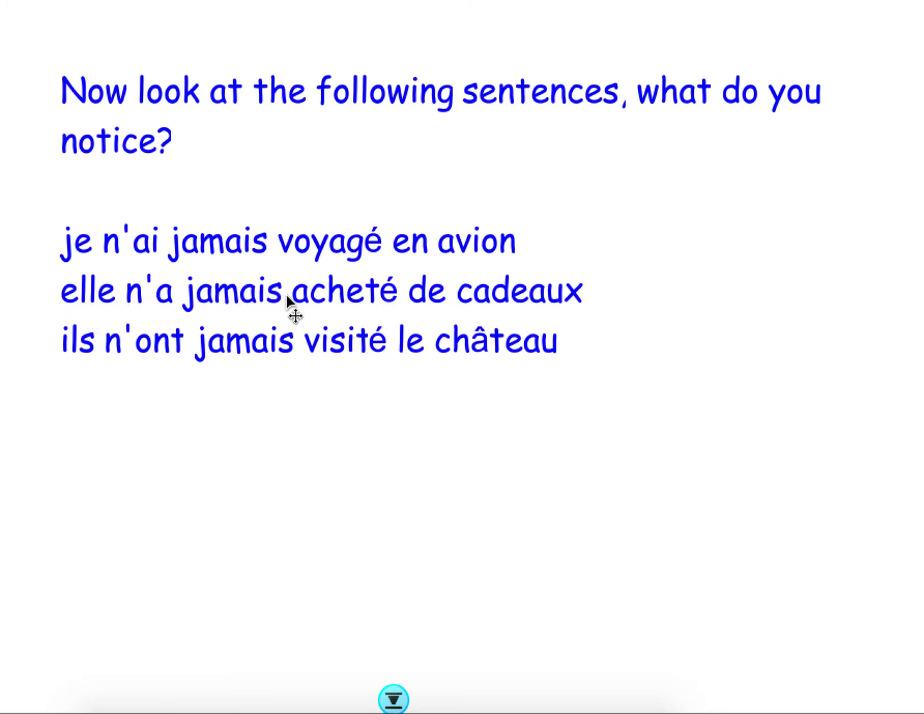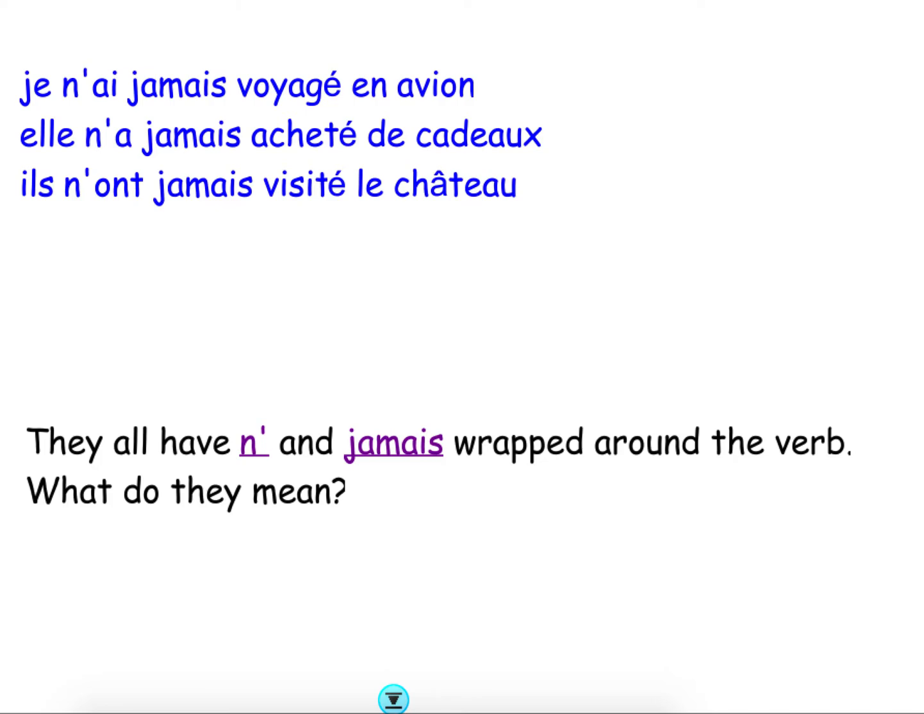Elle n'a jamais acheté de cadeau. She never bought a present or the presents. Ils n'ont jamais visité le château. They never visited the castle, or they have never visited the castle. Okay? So, they all have ne and jamais wrapped around the verb. We know now that this means never.